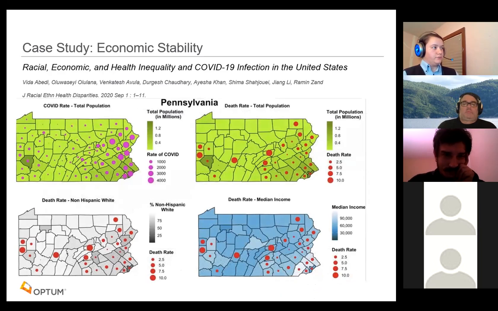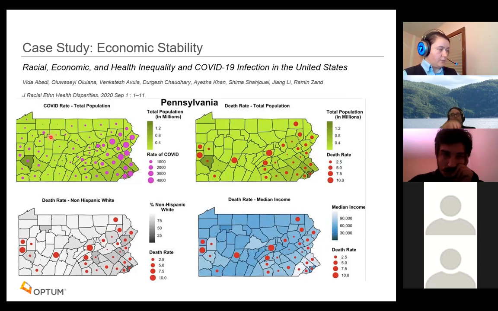So here's a visual representation of what those bar graphs pretty much indicated. If you take a look on the upper left, that's the COVID rate, total population, so the infection rate. Counties that have a lighter green are less populated. Counties that have a darker green are more populated. So you can see in the eastern part of the state over here, we have bigger rates of COVID-19 infections, whereas some of the more rural counties in the state would have lower infection rates.